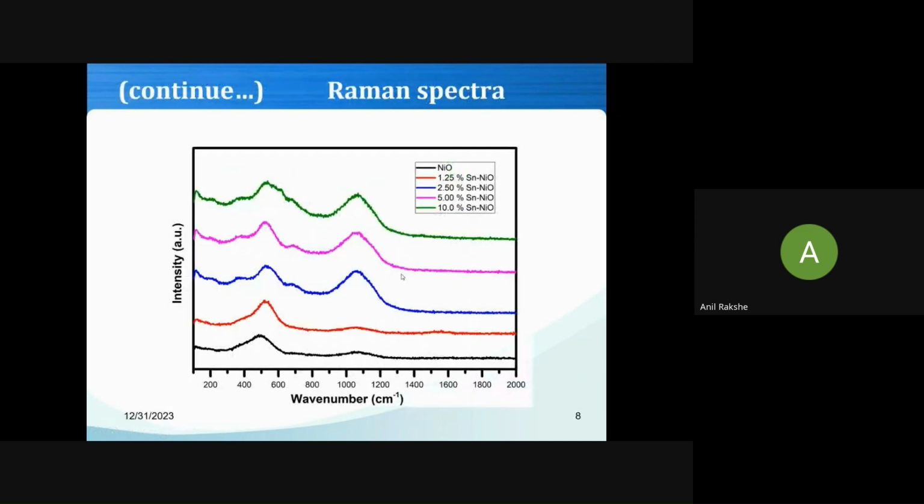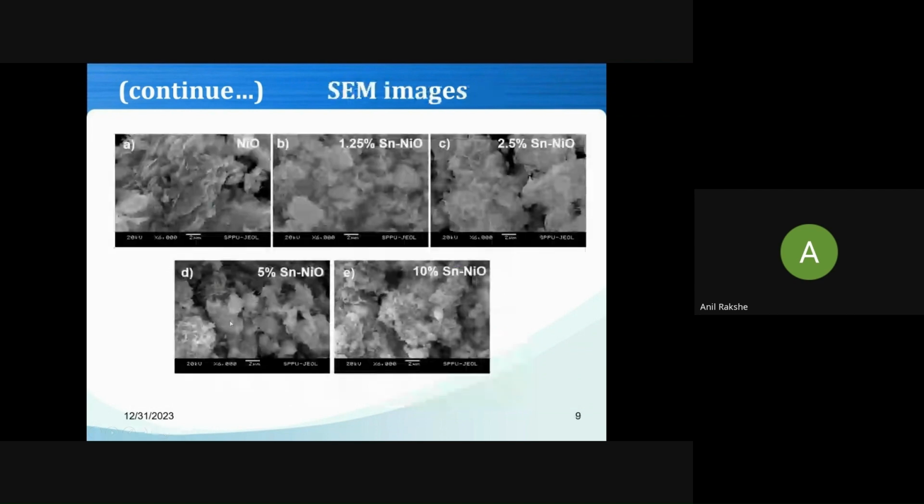Then the Raman spectra for these 5 samples are like this. The one in black color is for nickel oxide, and these are for the different doping concentrations of tin doped nickel oxide nanostructures.